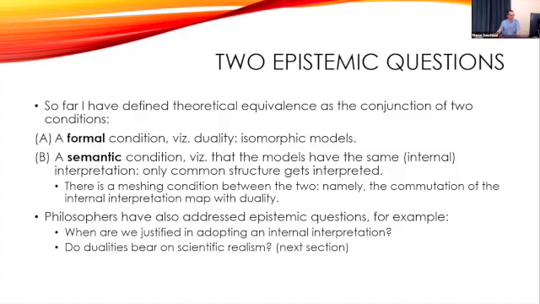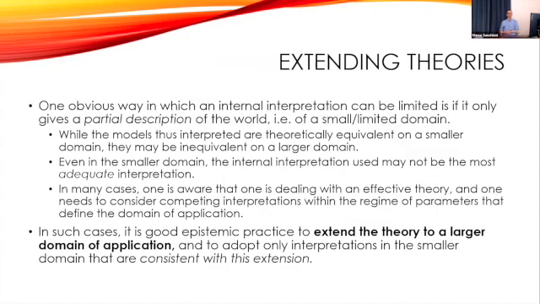Okay, so here again, I'm going to address the first question. Let's consider how we justify our interpretations of theories and how we do things like have debates about scientific realism. Now, one obvious way in which an internal interpretation can be limited is if it only gives a partial interpretation of the world, so of a small or limited domain. So that could limit the application of the kind of interpretation that we have. And so that would mean that while the models are theoretically equivalent on a smaller domain, they might turn out to be theoretically inequivalent on a bigger domain. So that's something to keep in mind.